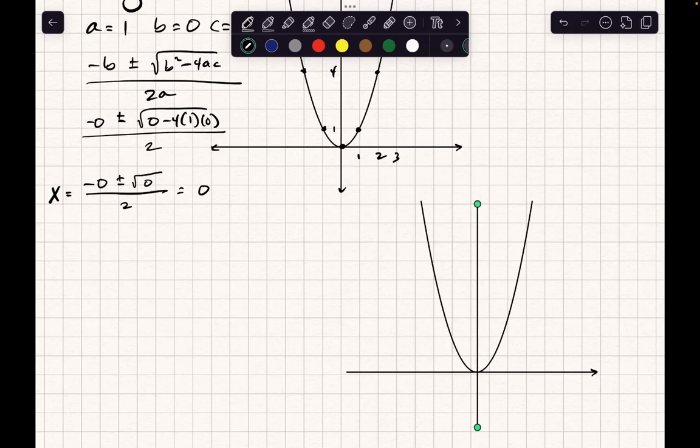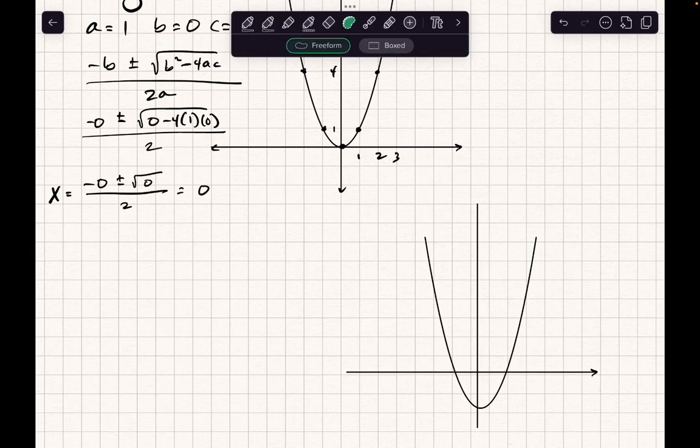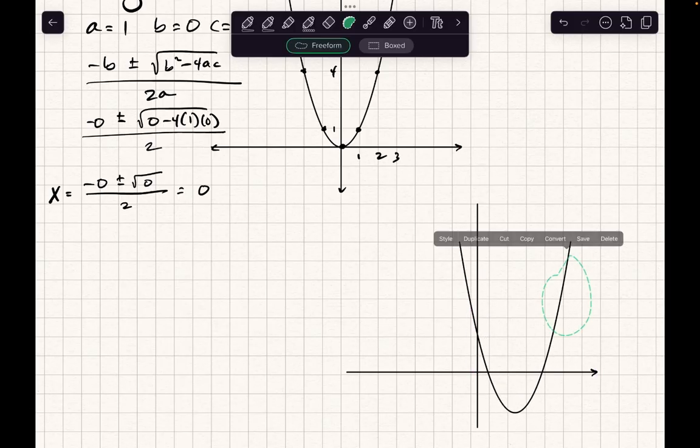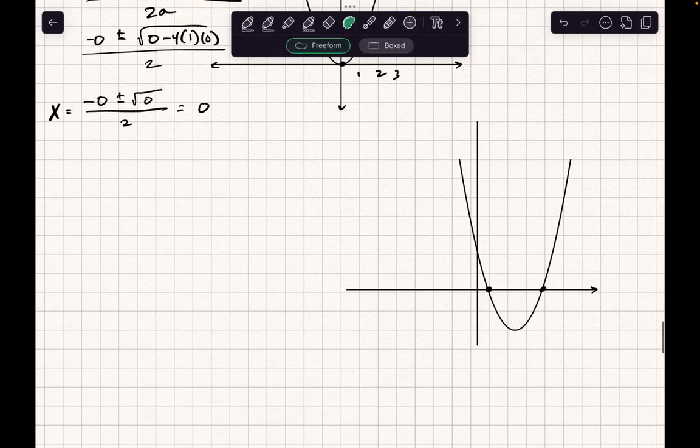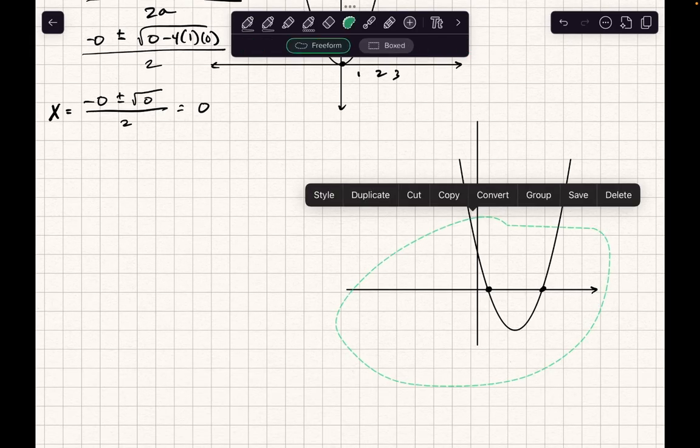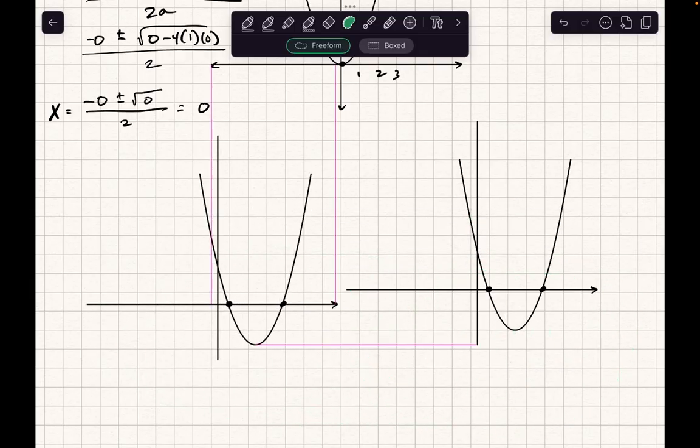So what does that look like? This would be a different graph. I could move it down, I could move it over. How many times does this cross the x-axis? Twice. So there are 2 solutions. Let me copy this again. Would it be like a circle? It's the same graph. I'm just transforming it.